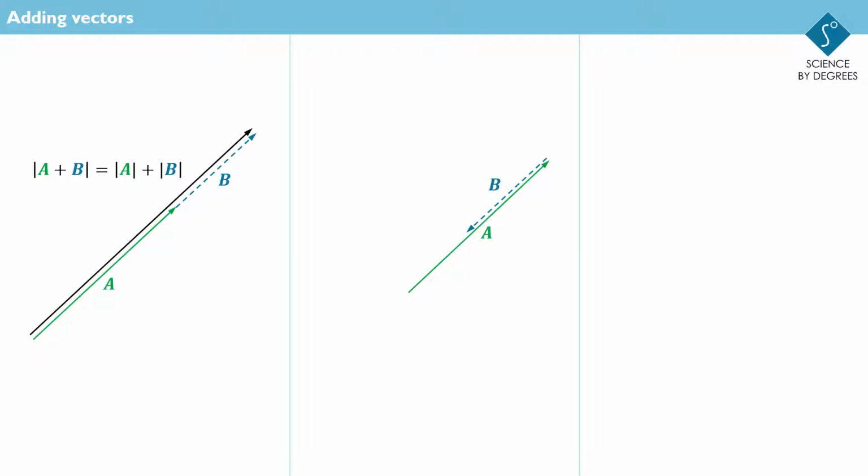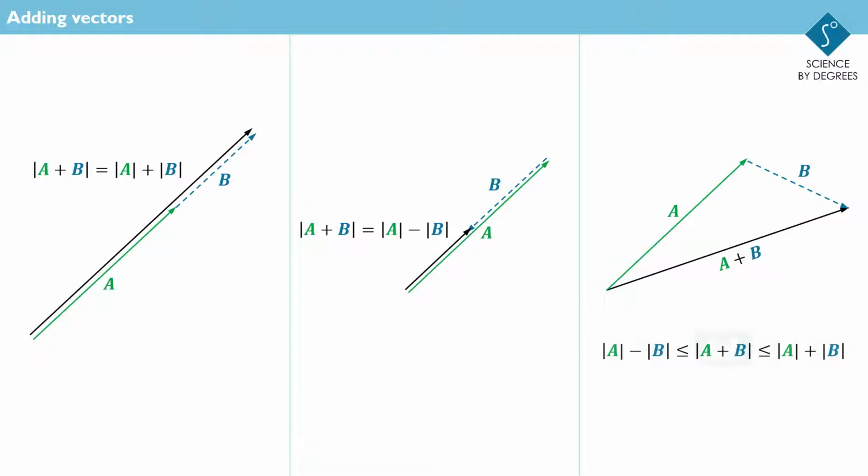If B is in the opposite direction to A, then the magnitude of A plus B is equal to the difference in the magnitudes of A and B, and this is the smallest possible magnitude of A plus B. And if A and B are at some angle other than 0 or 180 degrees, then the resultant vector has a magnitude in between the minimum and maximum values just described.